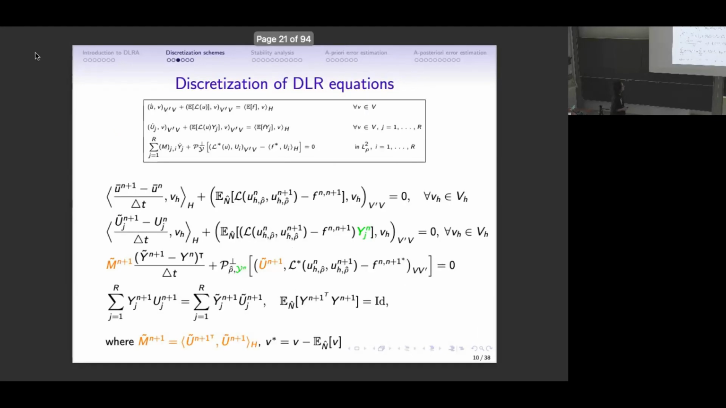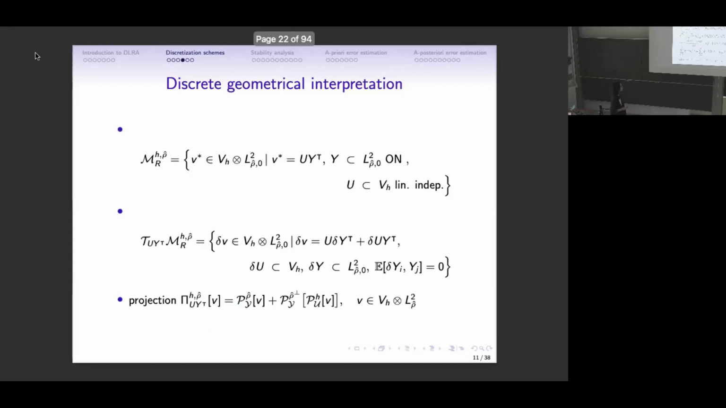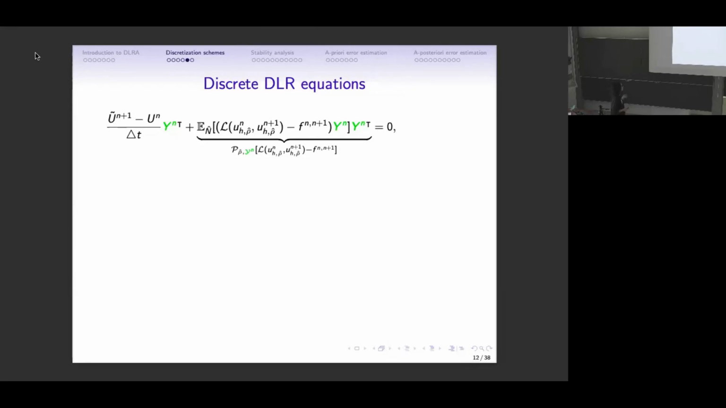So to see why doing the projections in this way is important, we introduce analogous geometrical objects, but in the discrete setting. So we have again the set of all R rank functions, but now in the finite dimensional space, the same for the tangent space. And then we have the same for the projection. So here again, we have projection on the Y subspace, projection complement on the Y of projected U, of projection on the U. And now I'll try to explain why this was important. So just when taking the equation for the deterministic modes, if we multiply it by Yn transpose from the right-hand side, we see that here we obtain this projection on the Yn of our operator.